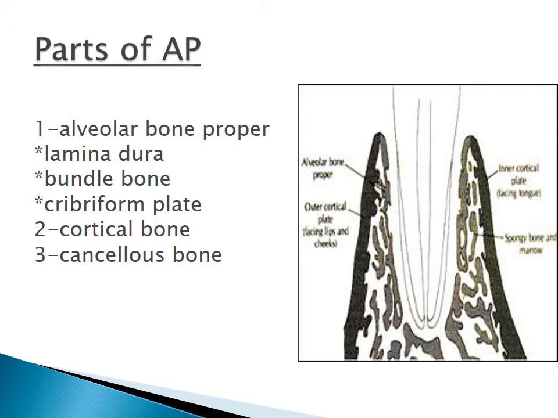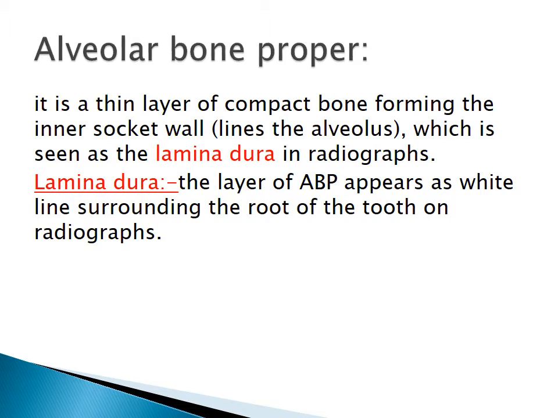Parts of the alveolar process: number 1, alveolar bone proper, which includes the lamina dura, bundle bone and cribriform plate; number 2, cortical bone; number 3, cancellous bone. Alveolar bone proper is a thin layer of compact bone forming the inner socket wall. It lines the alveolus, and is seen as the lamina dura in radiographs. Lamina dura, the layer of alveolar bone process, appears as white lines around the root of the tooth on radiographs.